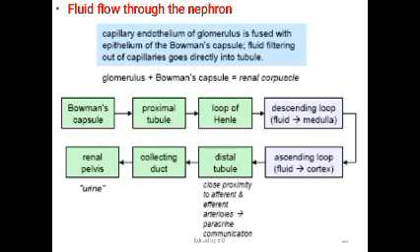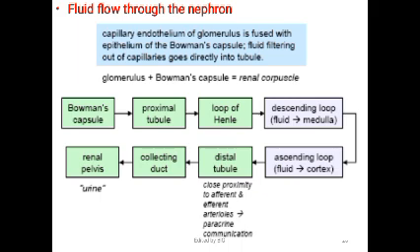Here is fluid flow through the nephron. The capillary endothelium of the glomerulus is fused with the epithelium of the Bowman's capsule. Fluid filtering out of the capillaries goes directly into the tubule. Glomerulus plus Bowman's capsule equals the renal corpuscle.